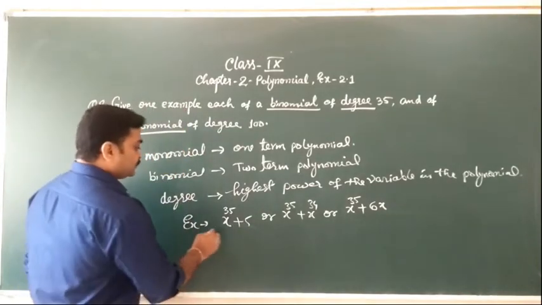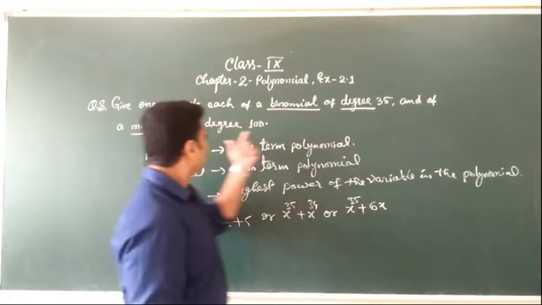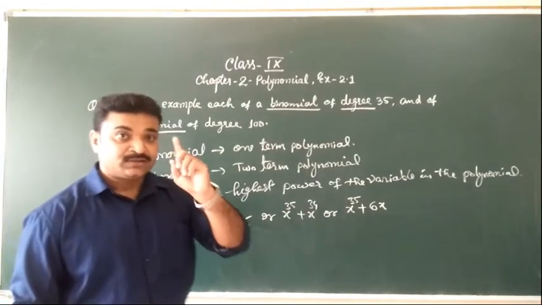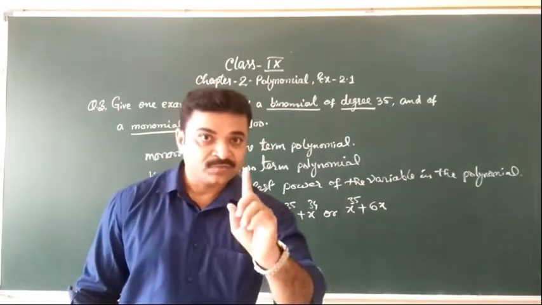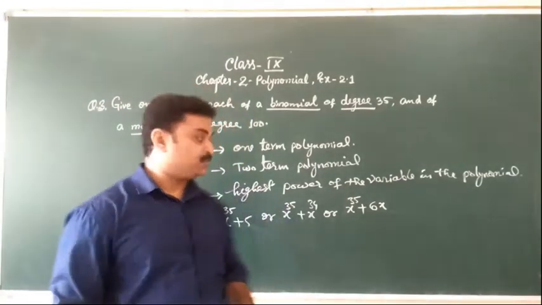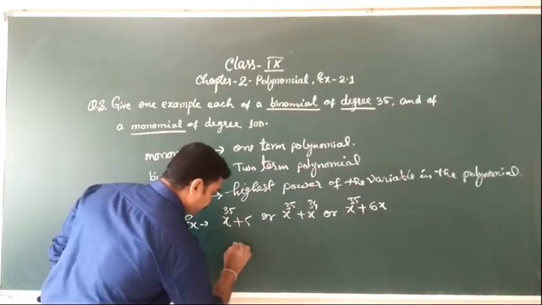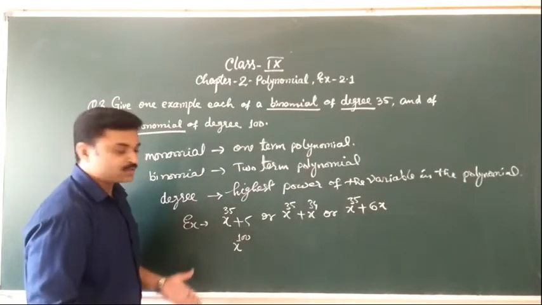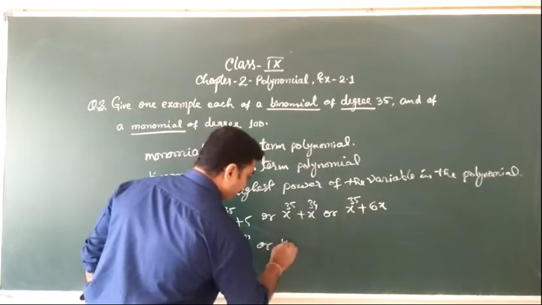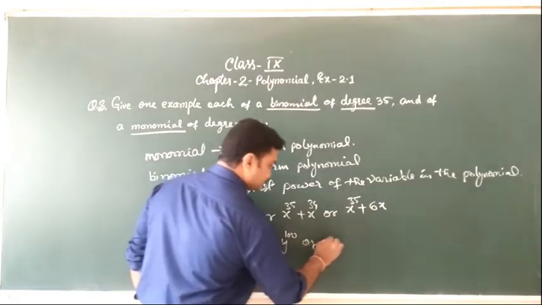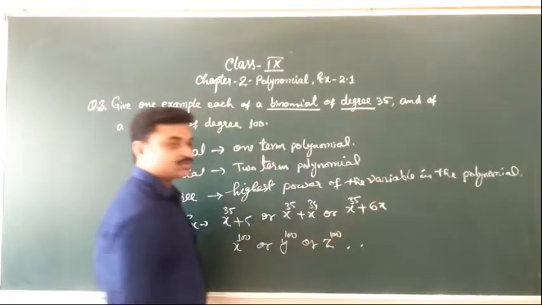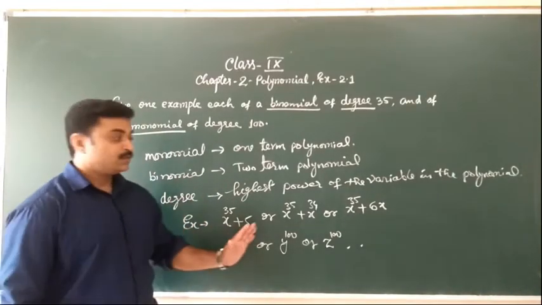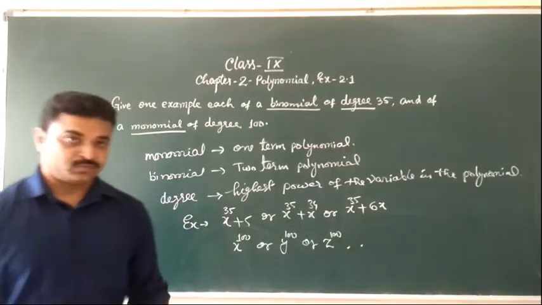Okay. Now the second one is a monomial of degree 100. That means highest power of the variable will be 100 but a single term. So that is x to the power 100. That's all. x to the power 100 or y to the power 100 or z to the power 100 and so on. So this is question number 3. We proceed to question number 4.